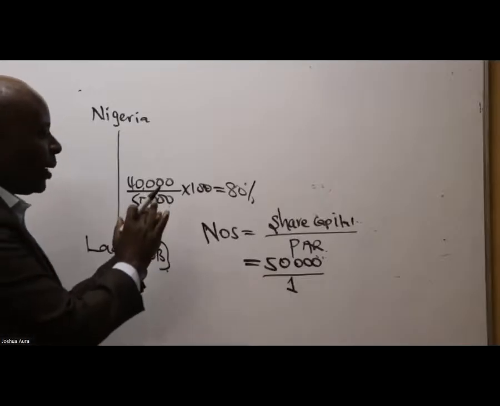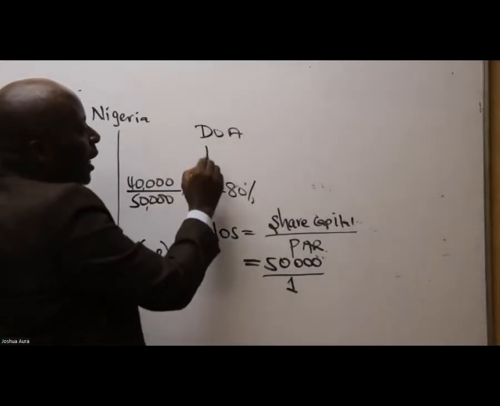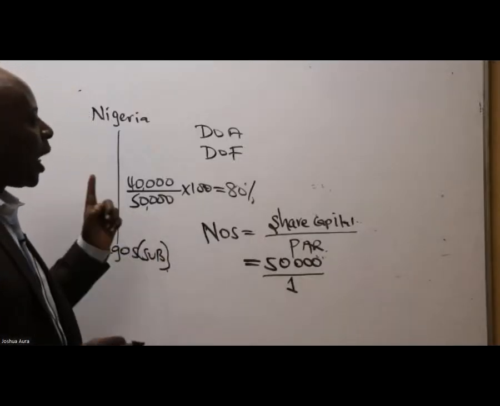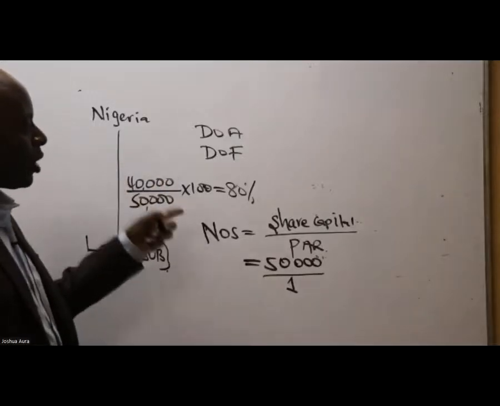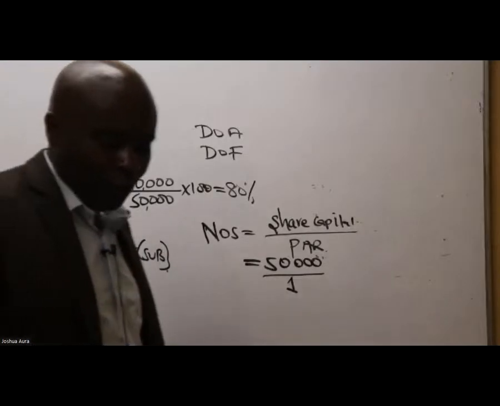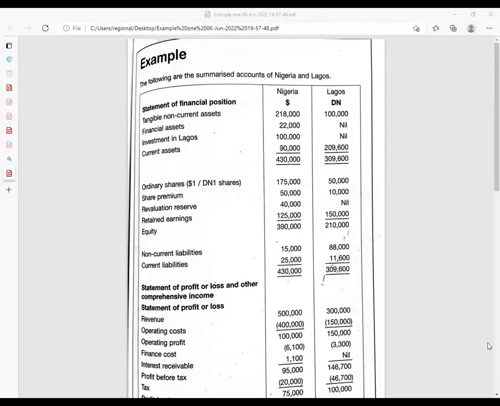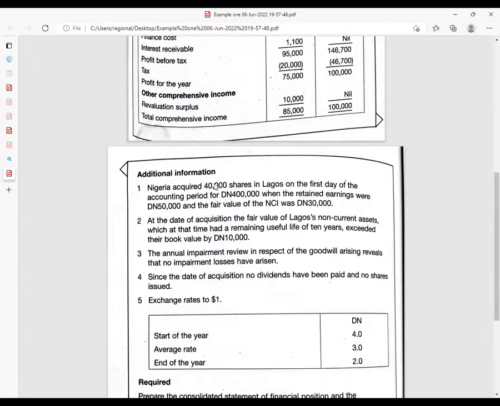So I would want to count the number of months. For me to count the number of months, I would be interested in knowing the date when we acquired the subsidiary, the date of acquisition, and the date of the financial statements. So the date of acquisition for sure is given here. We are told Nigeria acquired 40,000 shares in Lagos on the first day of the accounting period. Oh, beginning of the year.